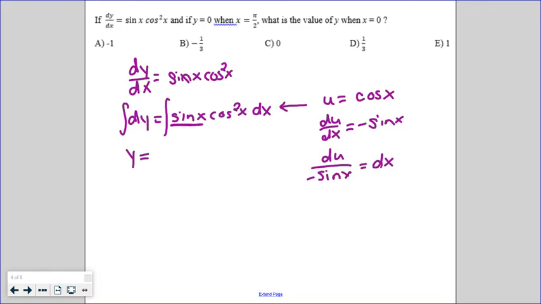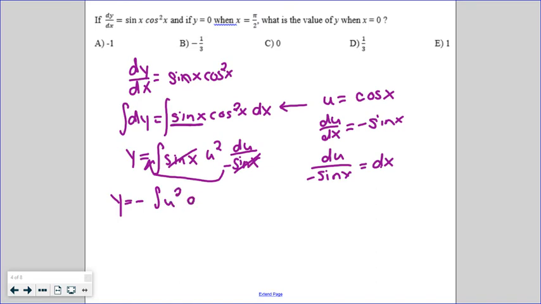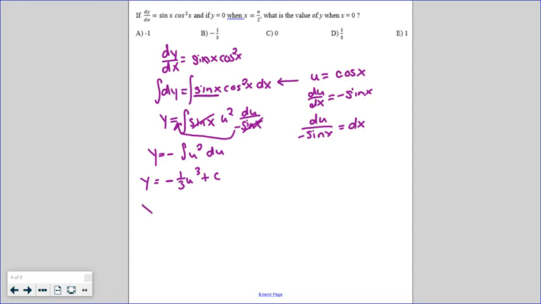So doing my substitution here, I can see that my sine of x's are going to simplify. I'm going to make sure I keep that negative, but we're looking at the integral of u squared. The antiderivative of u squared would be 1/3 u to the third. This did give us an initial condition, so I'm going to go ahead and plug that cosine back in there, and then we'll use our initial conditions to solve.